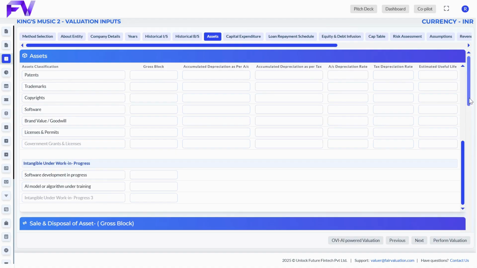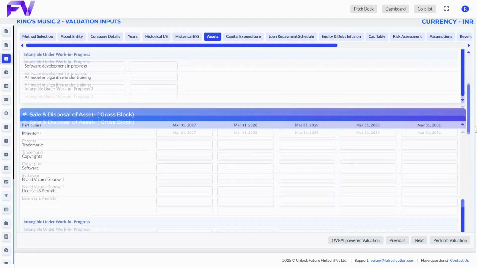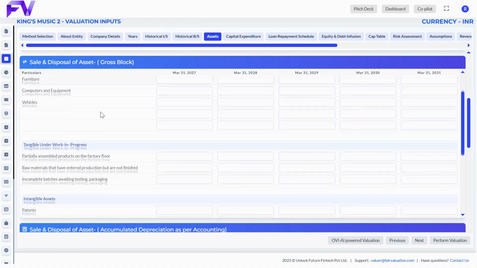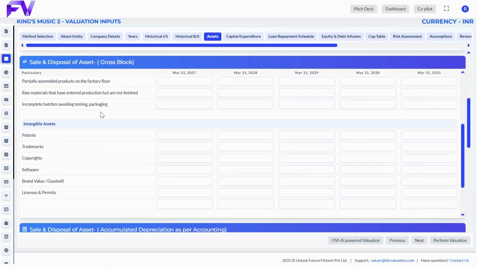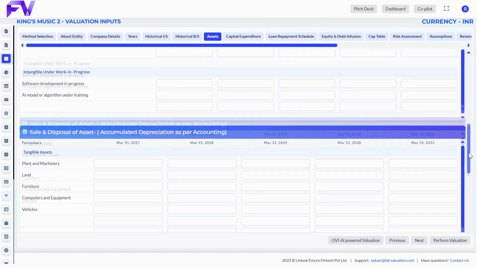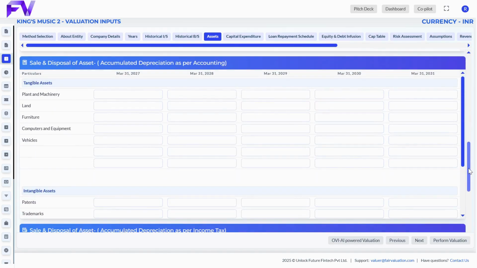Please make sure that gross block and accumulated depreciation as per accounting should be tallied with net block of tangible assets and intangible assets in historical balance sheet. Accounting depreciation rate and tax depreciation rate, specifying the percentage rates used under each standard. And finally, the estimated useful life of each asset, representing the period over which the asset is expected to generate benefits.